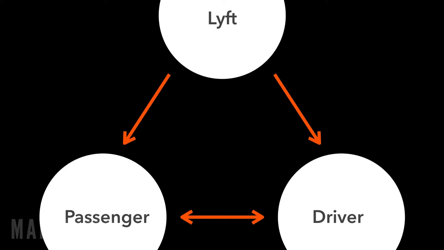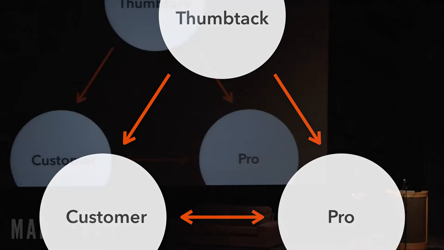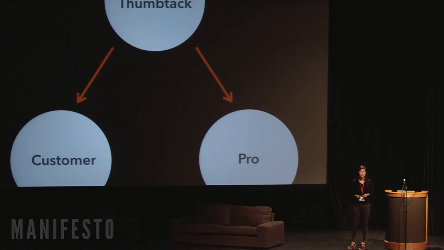Lyft connects passengers and drivers. Airbnb connects guests and hosts. At Thumbtack, we connect customers and pros. But regardless of who you're connecting in marketplace design, the success of your marketplace really relies on your ability to connect those two people. But it all starts here, with your ability to close the empathy gap between you and those two people. So today I'm going to talk to you about what we've learned at Thumbtack to close and minimize those three gaps.